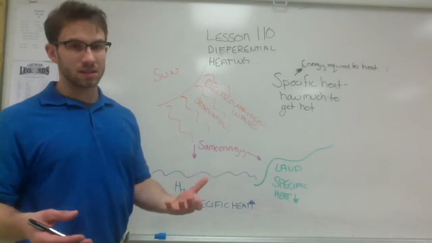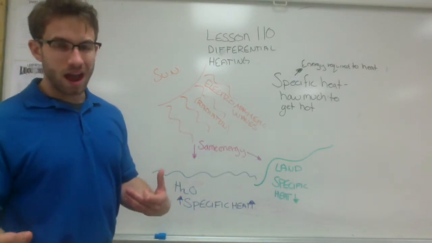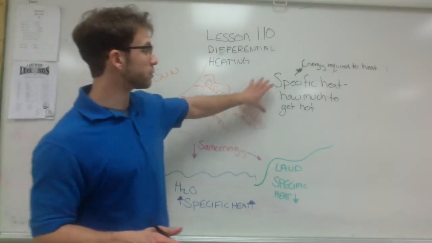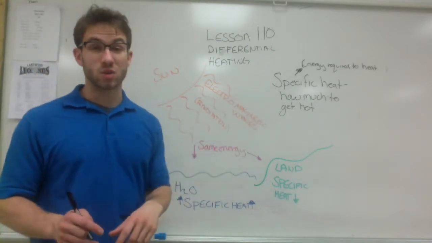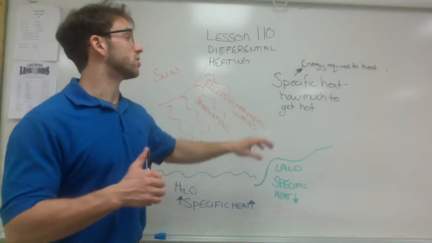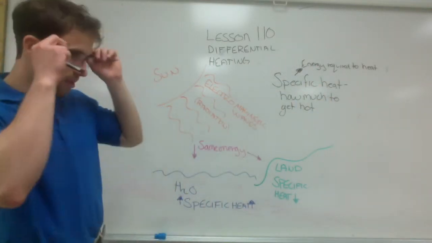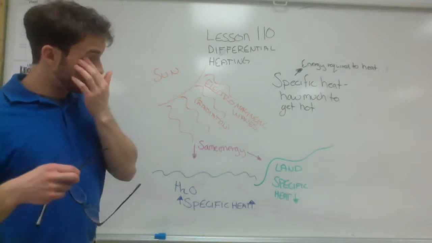But what dictates how hot things feel, how warm they get, how long it takes, is what we call the specific heat. So the specific heat, in short, is how much it takes to get hot. So it's how much energy is required to heat 1 gram of a substance by 1 degree Celsius.